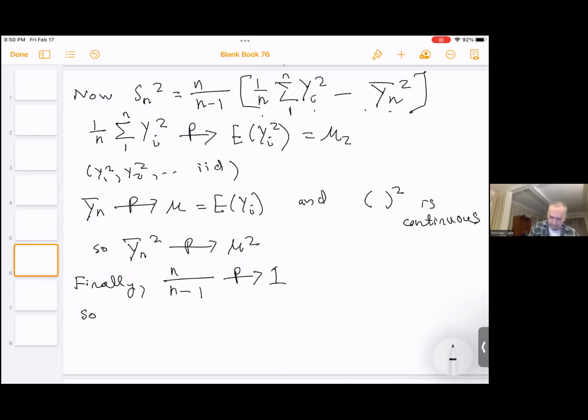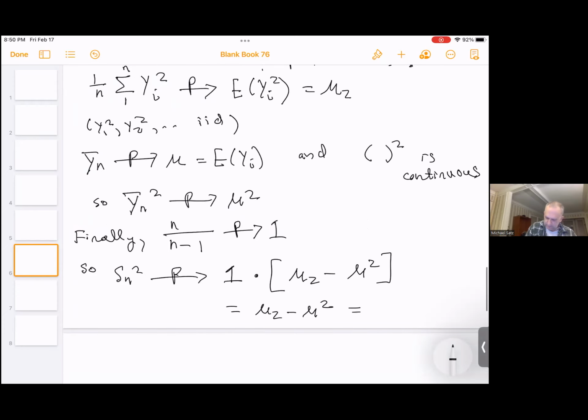Using the product rule, Sn squared, which is equal to this long thing, converges in probability to the first thing, 1, times the second thing, mu2 minus mu squared, which is just equal to sigma squared, the variance of the sample. Nice result.